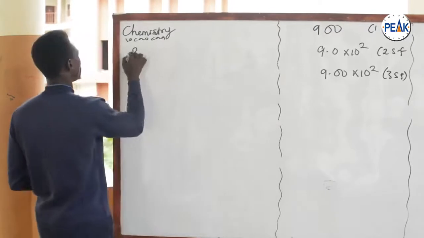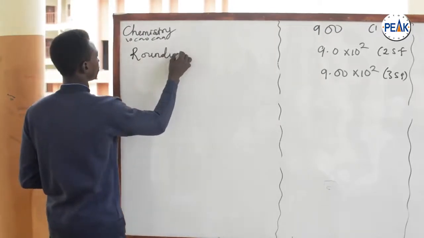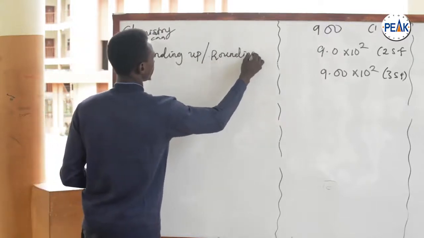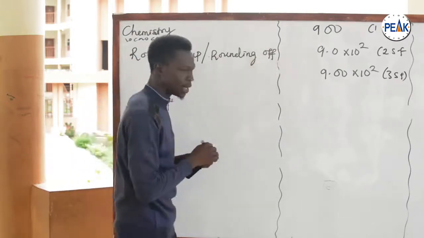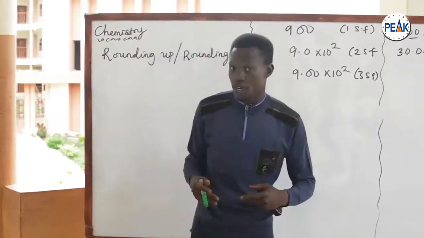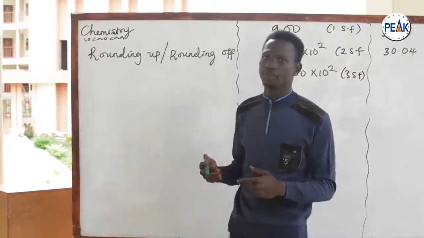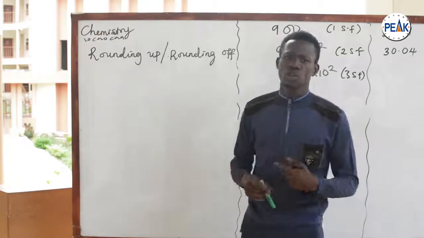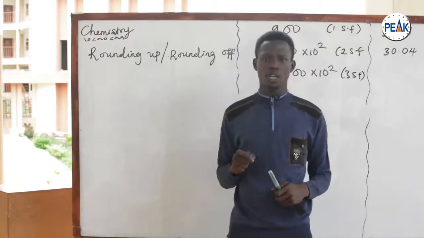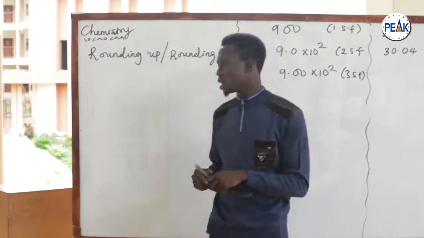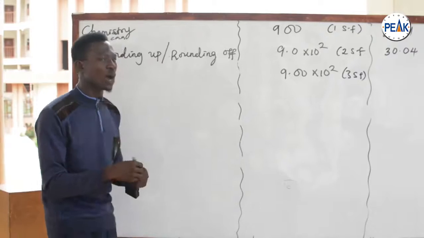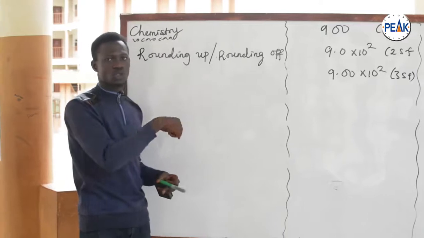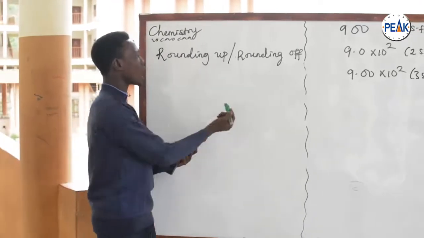Now, rounding up and rounding off. There is a distinct distinction between rounding up and rounding off. You should know they have a difference. When do we round up and when do we round off? You're going to round up a figure when that figure is 5 or above 5. Rounding up means you are going to add 1 to the preceding figure. That's the number that precedes the figure you want to drop. So by rounding that figure up, it means you are going to add 1.